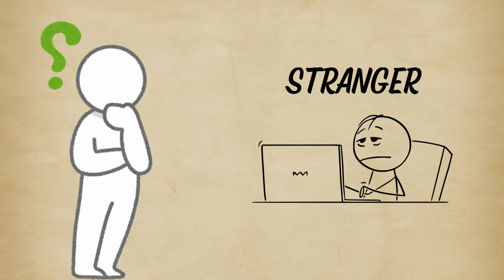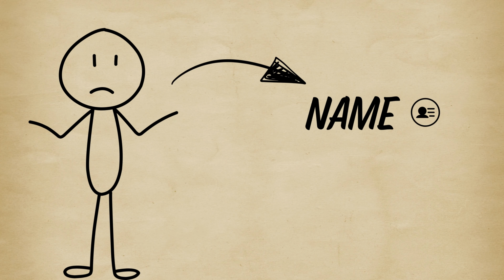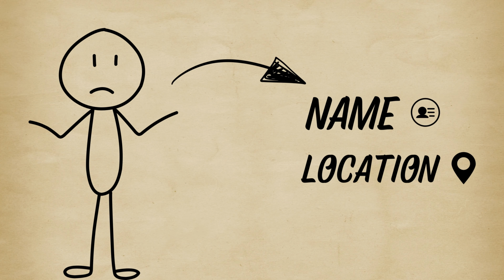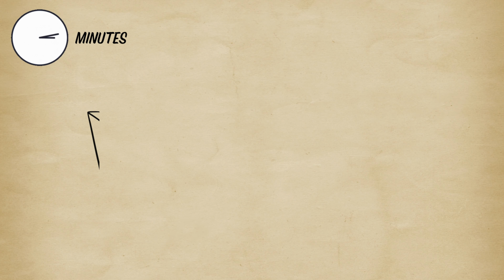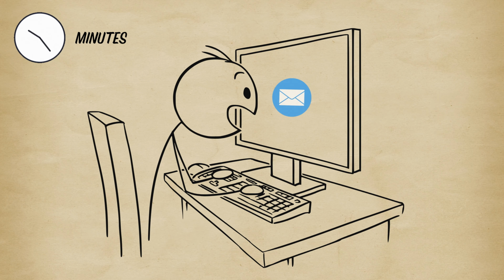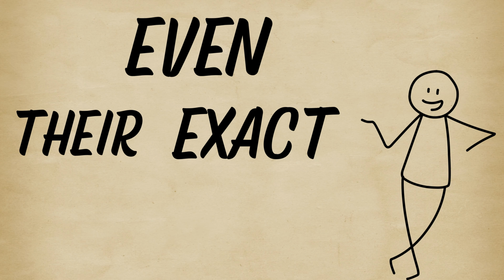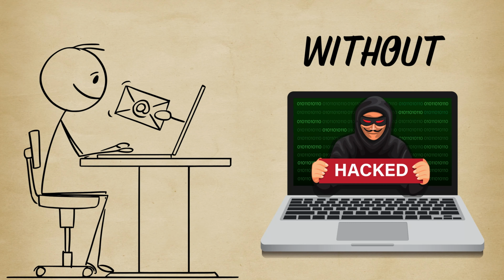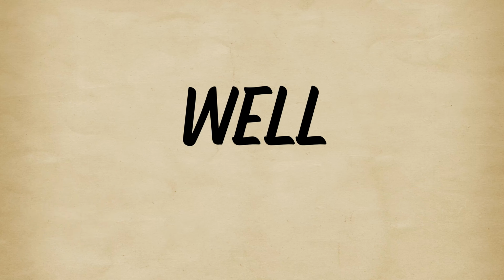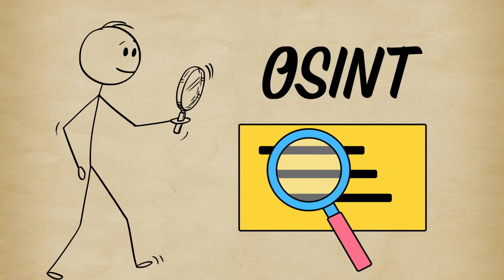Imagine a stranger online. You don't know their name, you don't know where they live, and you've never even spoken to them. But within minutes, you can find their email, their photos, their workplace, even their exact location, all without hacking a single thing. Sounds like a movie, right? Well, welcome to the world of OSINT, open source intelligence.